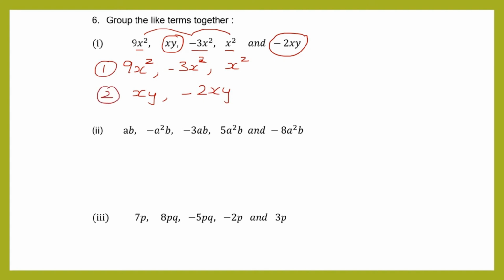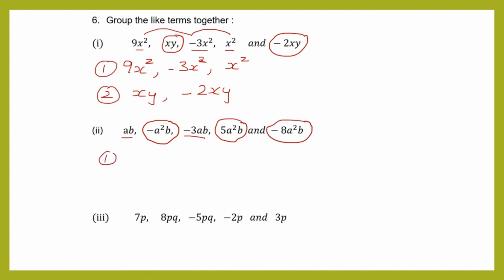Now going on to question 2. Let's look out for ab. We have minus 3ab. Keep looking out. That's it. We don't have any more ab. Okay, now look at the second one. It's minus a squared b. That means there are two a's there. a squared b. Let's see if we have a squared b. Yes, 5a squared b. And we have minus 8a squared b. So we have two groups of like terms.